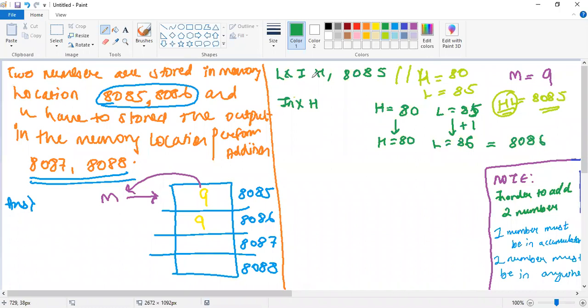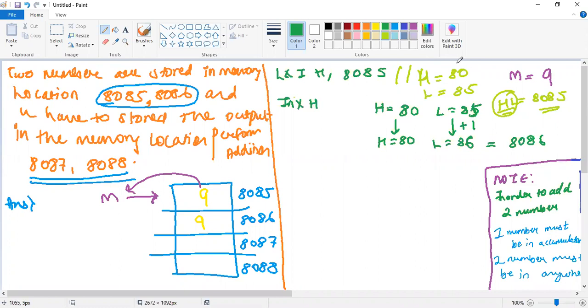8086. See, so we have written this statement LXI H, 8085. So in H there is 80 and in L there is 85. Therefore we are pointing here. Then we have written INR H. So increment H means what? The value of HL will get incremented by 1.